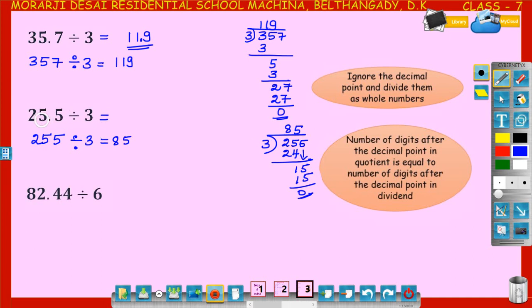Now 25.5 by 3 is equal to, see here, after the decimal point, how many digits are we having? 1 digit. So in the answer also, that is 85 is the answer, you should put a decimal point such that there is one digit after the decimal point, because there is one digit after the decimal point in the dividend. So 8.5.